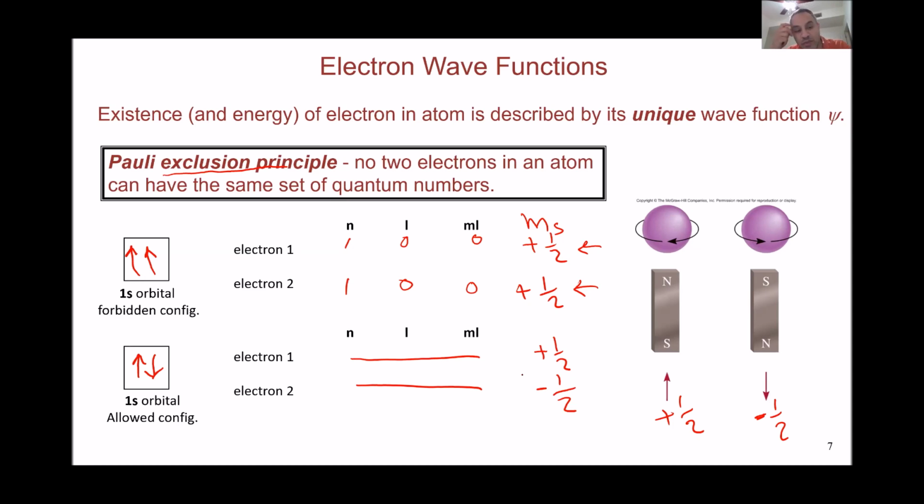And the reason why this is the only allowed coexistence of two electrons in the same orbital is that it actually helps to overcome the expected Coulombic repulsion between the two electrons with the magnetic attractions that will take place when you have the magnetic moments in opposite directions.